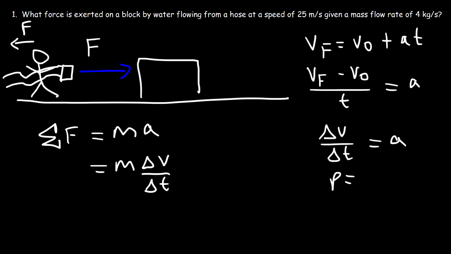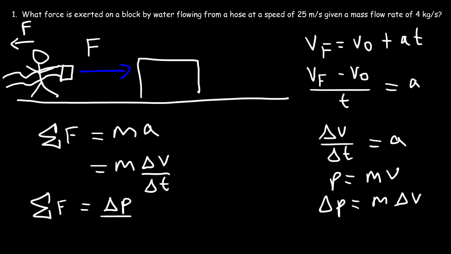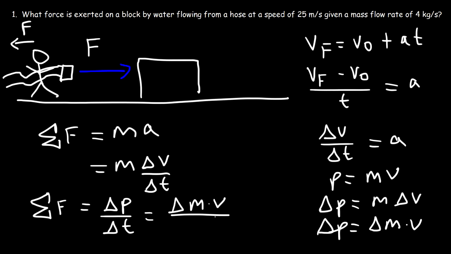Now momentum is mass times velocity. So the change in momentum is mass times the change in velocity. So we can replace m delta v with momentum. So the net force is really the change in momentum divided by the change in time. Now, you can describe the change in momentum as mass times the change in velocity, or as the change in mass times a constant velocity. So therefore, we could replace delta P with delta m times v over delta t.